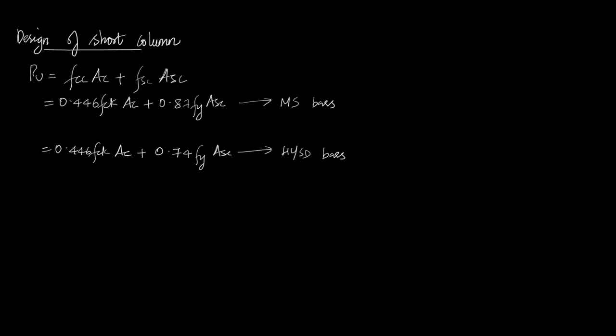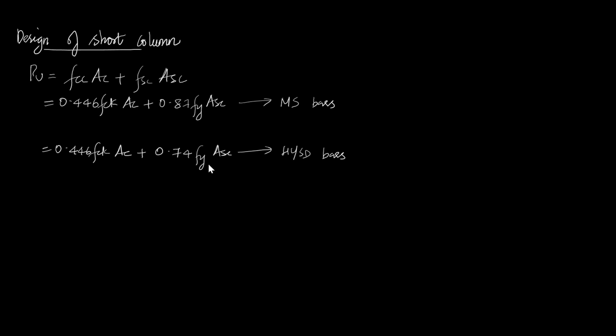FCC into AC and FSC into ASC will be taking the compression. And what is FCC? FCC is the maximum compressive stress, that is 0.446 FCK. We have discussed this based on the stress strain curve for concrete, and AC is the area of concrete, plus FSC. FSC is the maximum stress in steel under compression, that is 0.87 Fy ASC for ms bars. And if you are considering HYSD bars, it is 0.74 Fy.